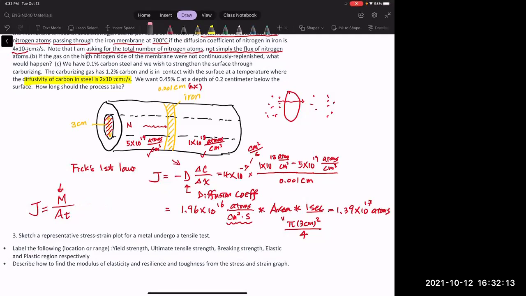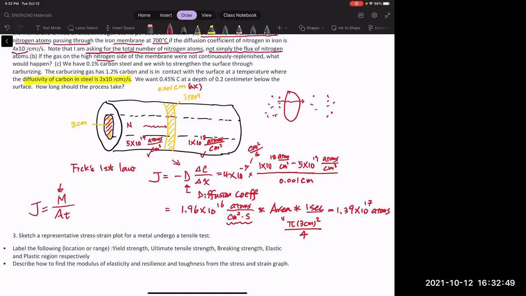Okay. All right, so this is only the first part of the problem. The second part of the problem says, what happens if the nitrogen on the high concentration side, the left-hand side, is not continuously replenished. They just start with 5 times 10 to the 19 and put a membrane in between, and the right-hand side is 1 times 10 to the 18th. And what happens afterwards?